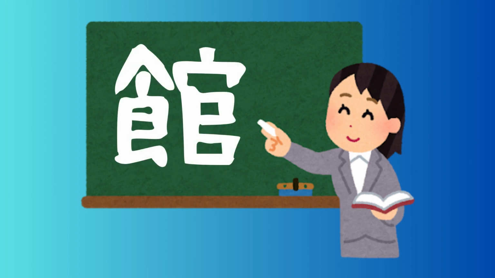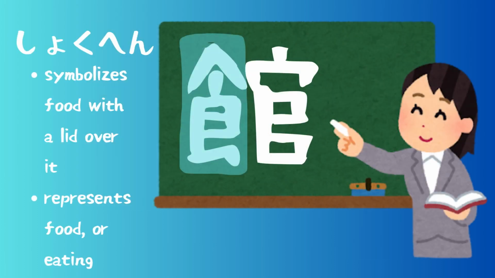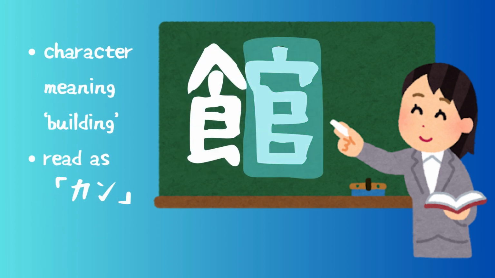Here is the next kanji we are going to deconstruct. On the left side is the radical shokuhen. In the beginning, it symbolized food on a plate with a lid over it. This radical represents food, or eating, and is used in kanji with that associated meaning. On the right side is the component meaning building, which is also used phonetically, and is read as kan.